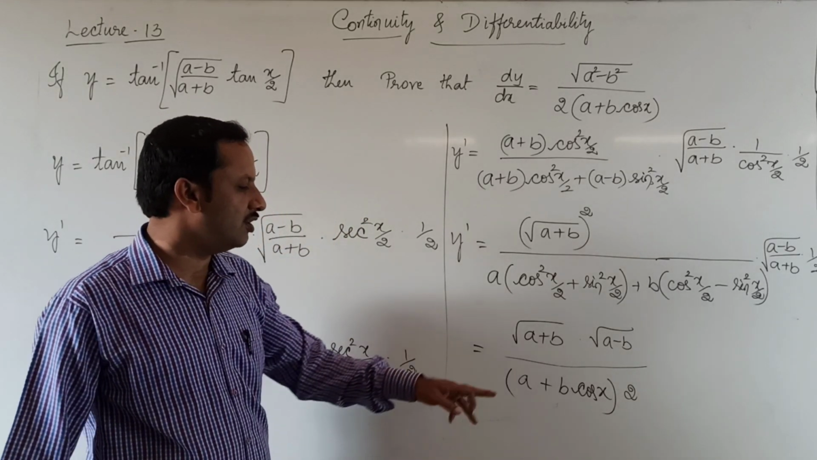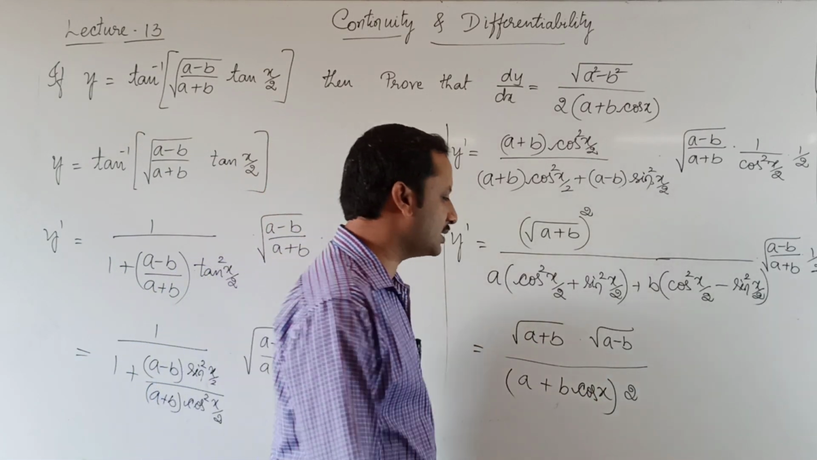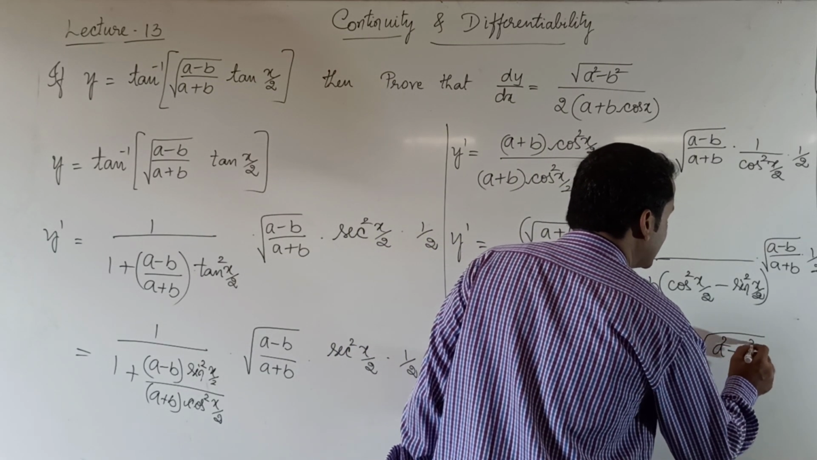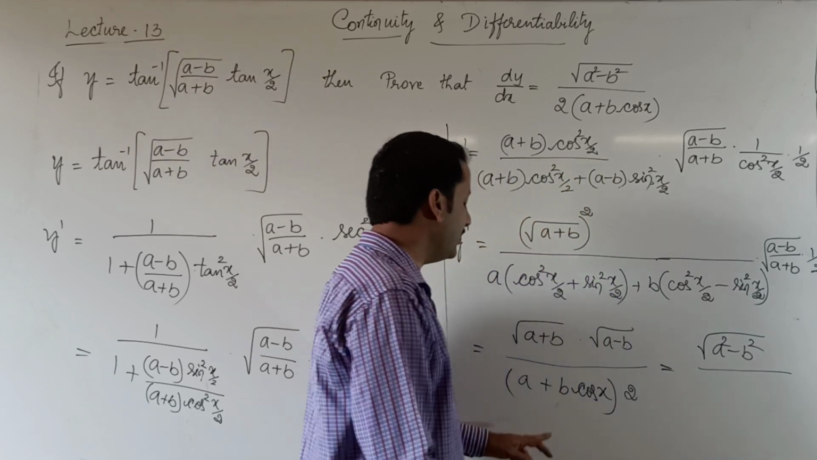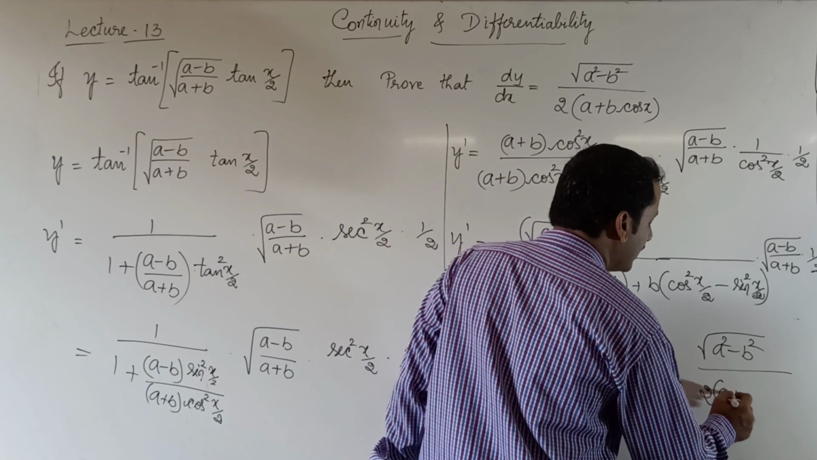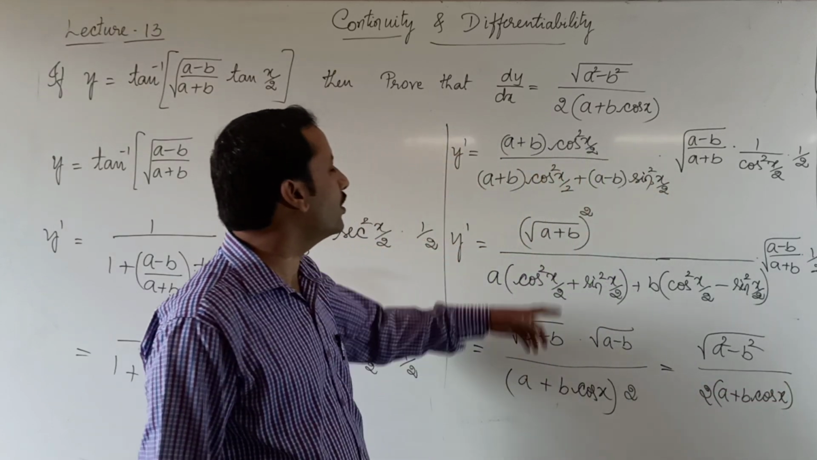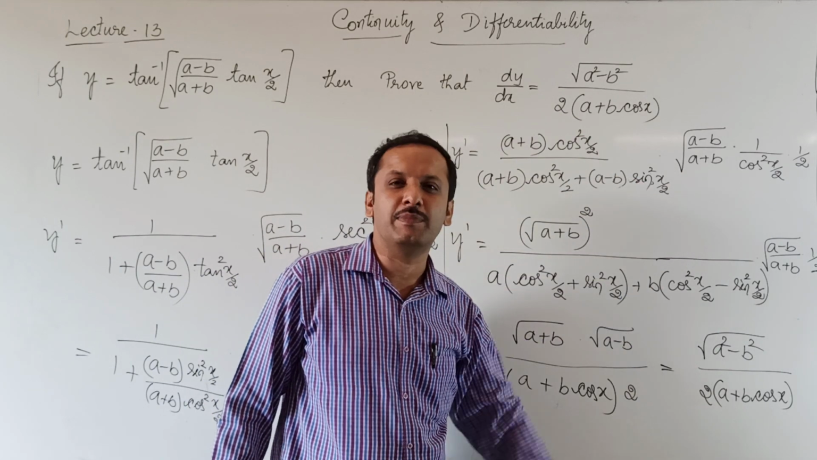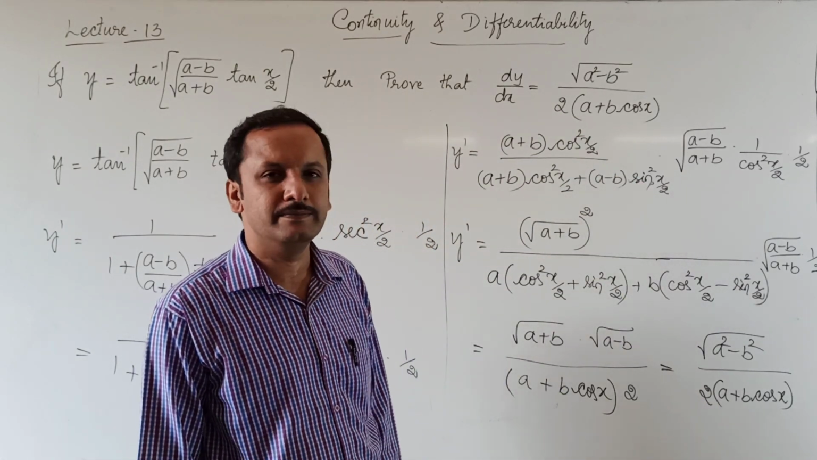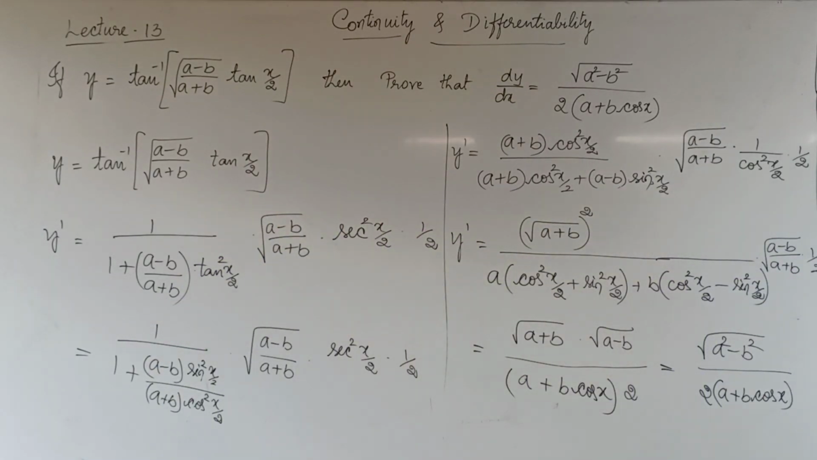Okay. So now in the numerator, root a plus b into root a minus b will give you root of a square minus b square, divided by a plus b cos x into 2. I can write this as 2 into a plus b cos x. So we have root of a square minus b square by 2 into a plus b cos x. That's exactly what we want. Okay. Well, let's go to the next question.